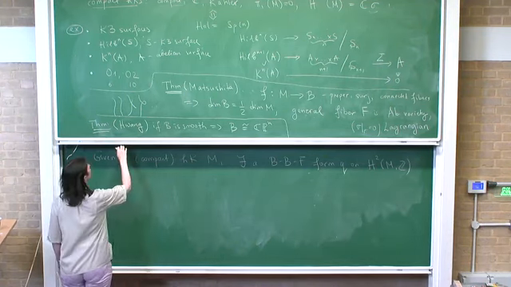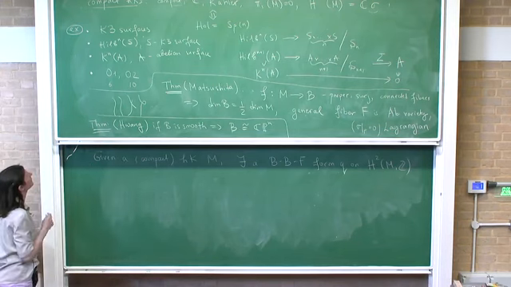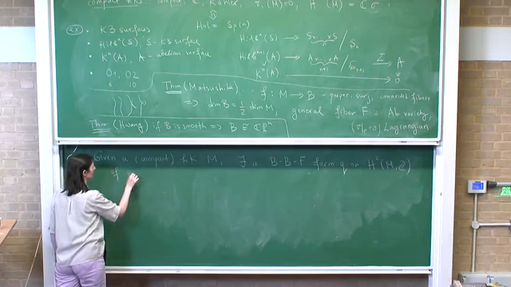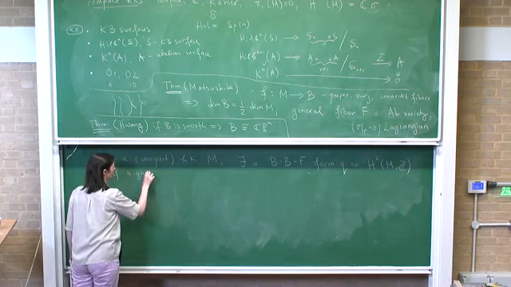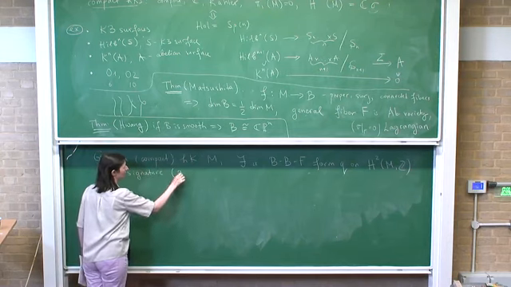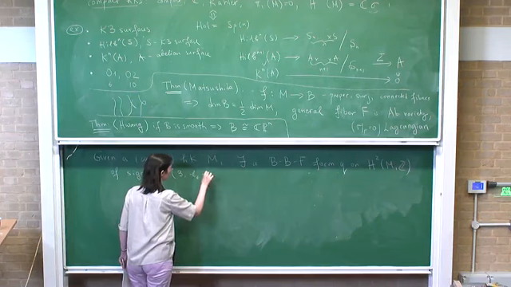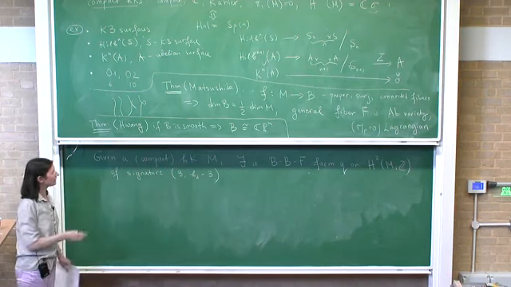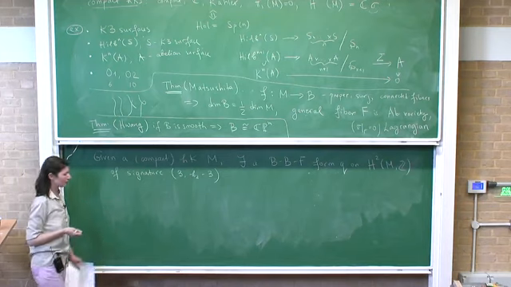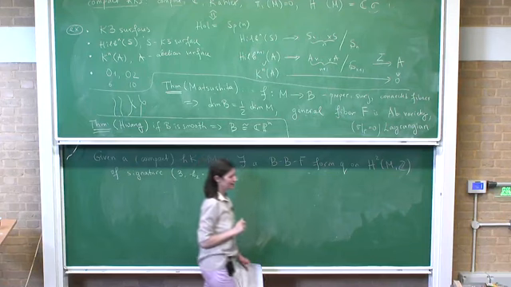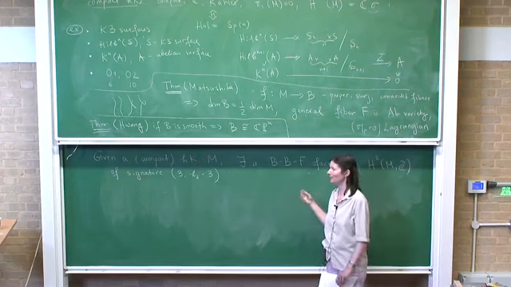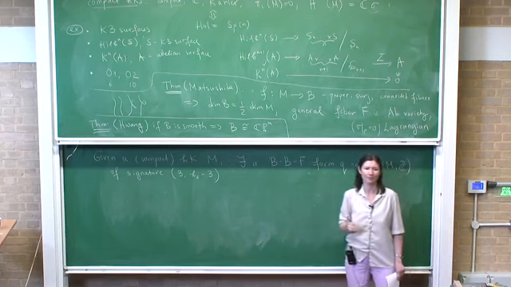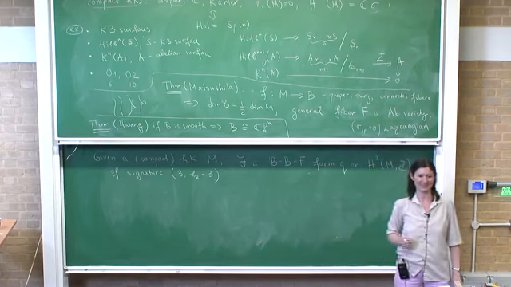It actually generalizes the intersection pairing for K3 surfaces. So it has signature (3, b2 minus 3). So unlike the intersection pairing for K3 surfaces, this intersection pairing is not unimodular. So you use sigma wedge sigma bar to a power to normalize? Yes, that's right.